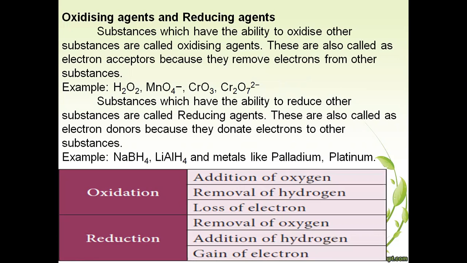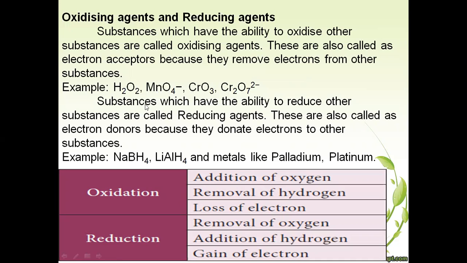The first one is the oxidizing agent. Substances which have the ability to oxidize other substances are called oxidizing agents. These are also called electron acceptors because they remove electrons from other substances. Examples: H2O2, MnO4-, CrO3, Cr2O7 2-. These are examples of oxidizing agents.